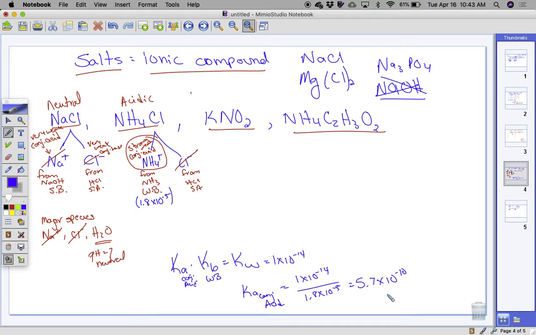So Kw is always 1 times 10 to the negative 14, as long as you're at 25 degrees. It's like 5.55. So 5.6. Okay, so 5.6 times 10 to the negative 10.